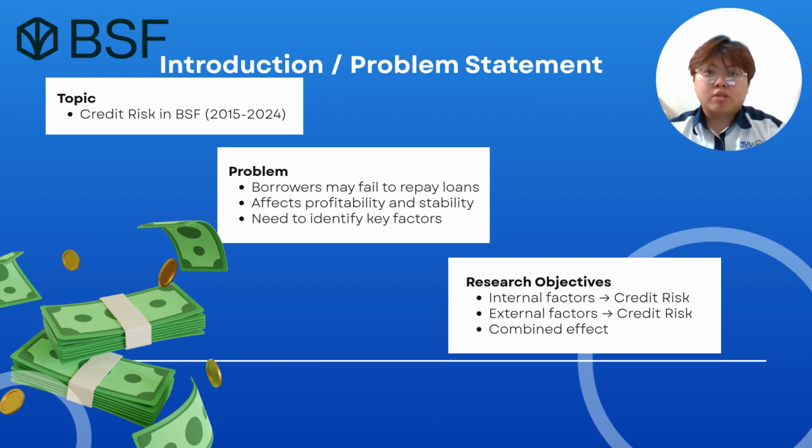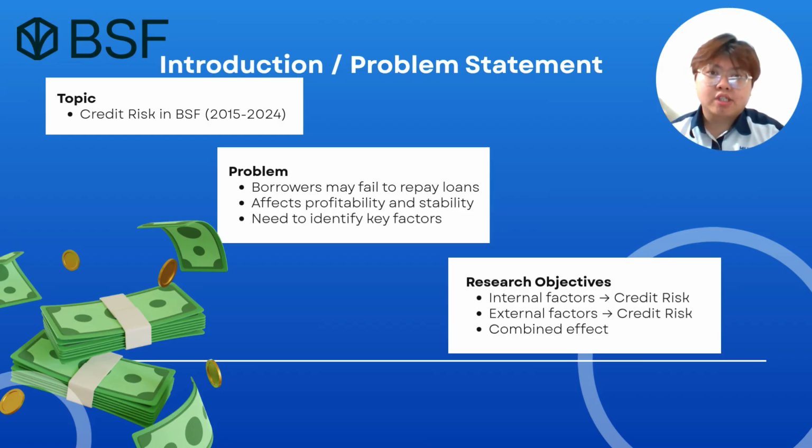Credit risk refers to the possibility that borrowers fail to repay their loans. This is one of the most important risks in banking because it can reduce profitability and threaten financial stability. The main issue is that both internal bank factors and external macroeconomic factors may affect credit risk. However, it is still unclear which factors have a stronger impact on Bank Saudi Fransi. Therefore, this study aimed to analyze these factors over the period of 2015 to 2024.